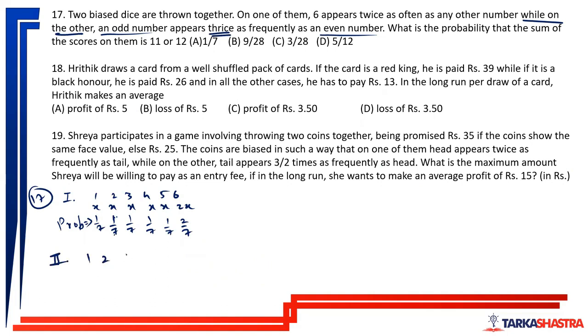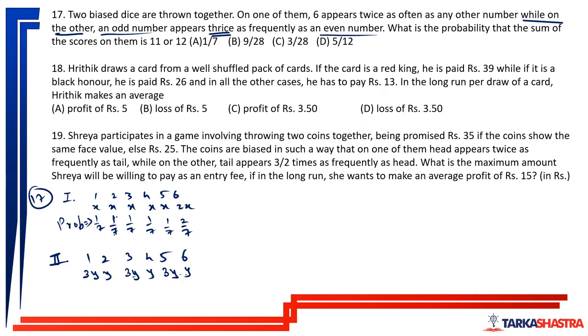So second dice 1, 2, 3, 4, 5, 6. So odd number appears thrice as frequently as an even number. ठीक है. So if 1 fell 3 times, then 2 will fall only 1 time. ठीक है. So now total cases are 3.